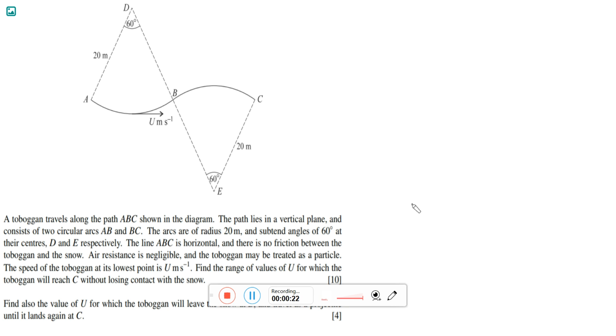It says a toboggan travels along the path ABC shown in the diagram. The path lies in a vertical plane and consists of two circular arcs AB and BC. The arcs are of radius 20 meters and subtended angle 60 degrees at their centers D and E, respectively. The line ABC is horizontal, so we can make a line like this.